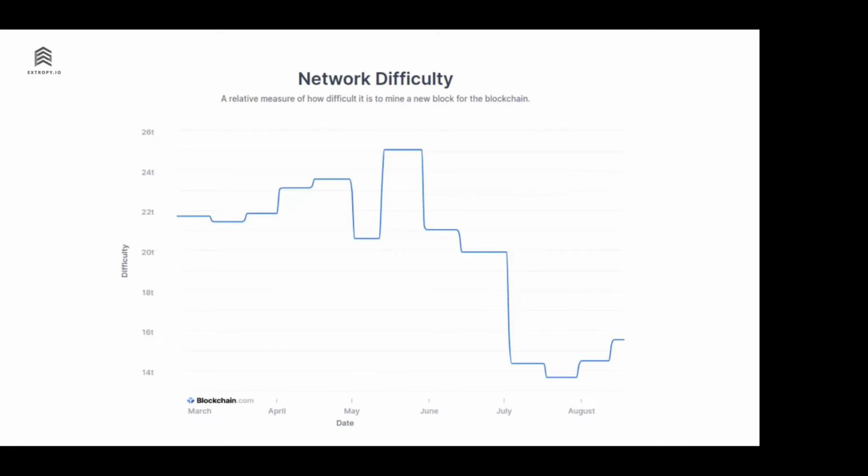So the difficulty of solving this puzzle is adjusted over time. And this is done according to the rules of the protocol, so everybody who participates knows how to adjust the difficulty. It's adjusted so that the block time remains roughly constant. If it takes us consistently more than 10 minutes to produce a block, then the difficulty is seen as being too high, and so it will be lowered. And if we're producing blocks too quickly, then the difficulty is seen as being too low, and it will be adjusted upwards.